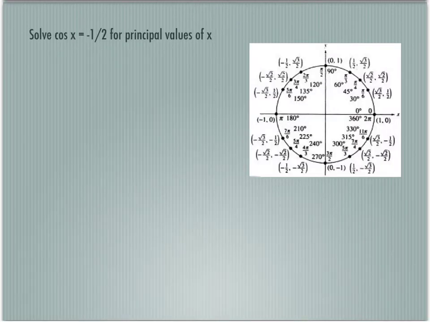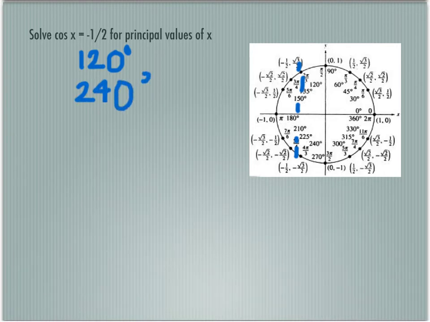All right, first one is to solve the cosine of x equals -1/2 for principal values of x. So I've included a circle chart here. We see that where cosine equals -1/2, there are a couple places here. We could actually draw a little line going down here. And one of our answers, we'll just do this in degrees, could be 120 degrees, as we can see here. And the other answer could be 240 degrees.